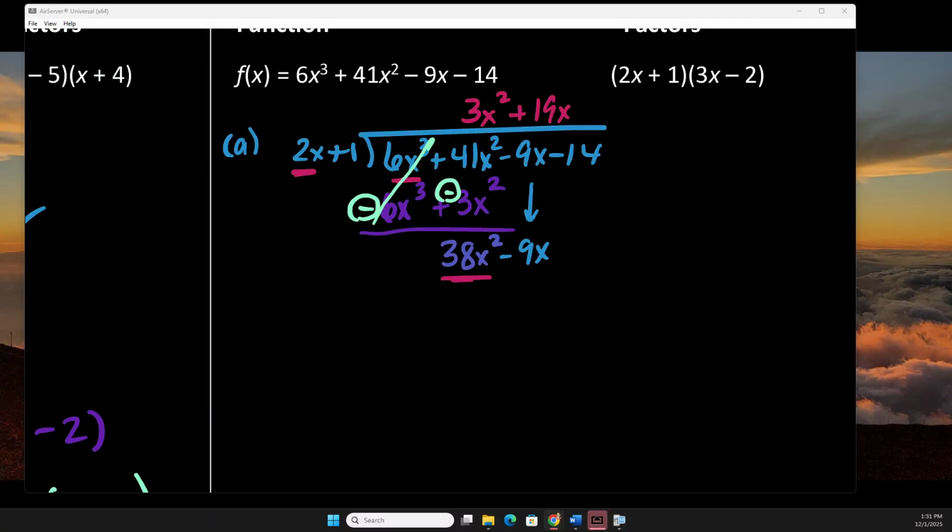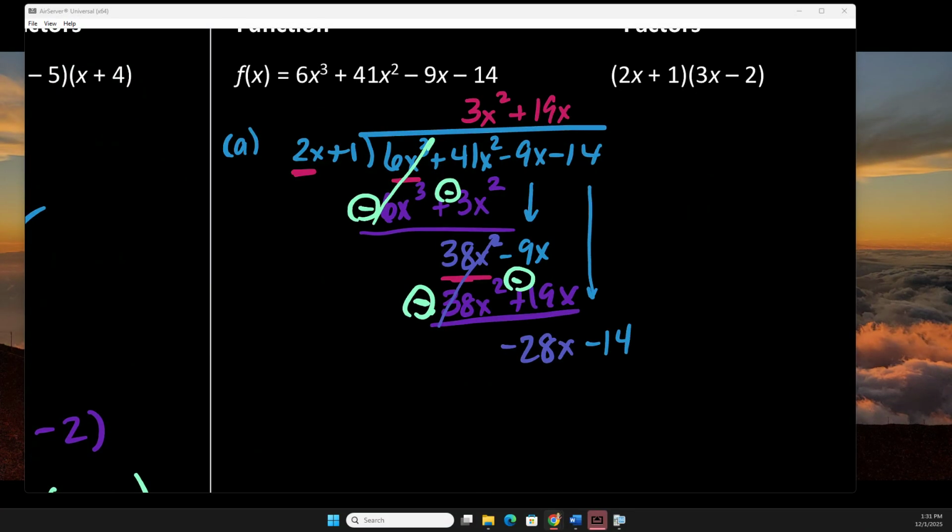Alright, and then you're going to multiply 19x by both of those. And then we're going to make sure that we change both signs. So we subtract the 38x squared and the 19x. Alright, the 38x squares cancel out. And then we have negative 28x. And we write down the minus 14. And then we just have to do it one more time.